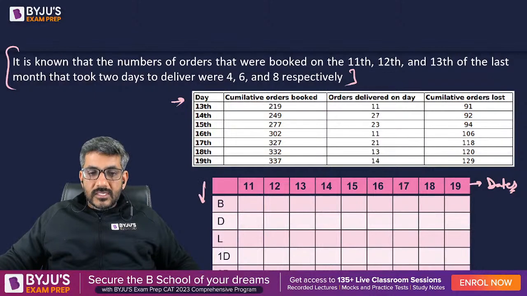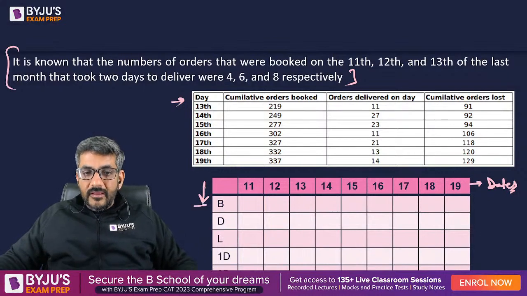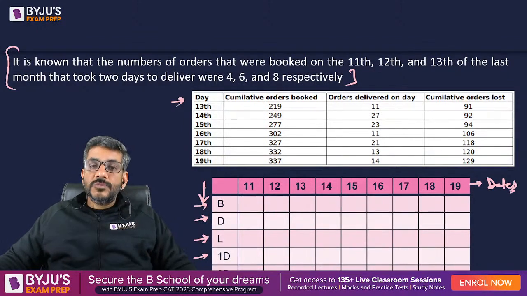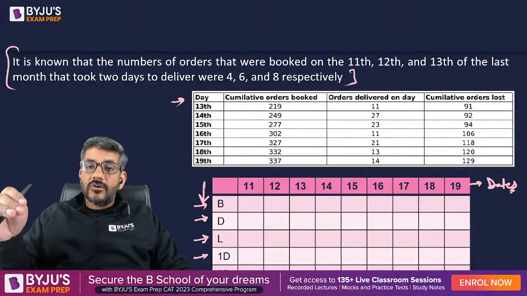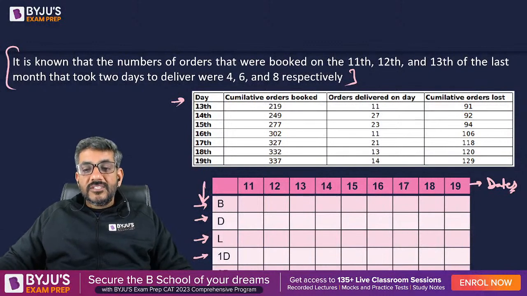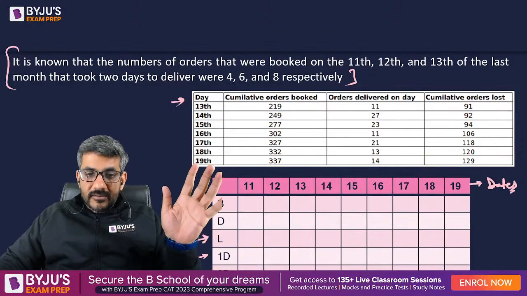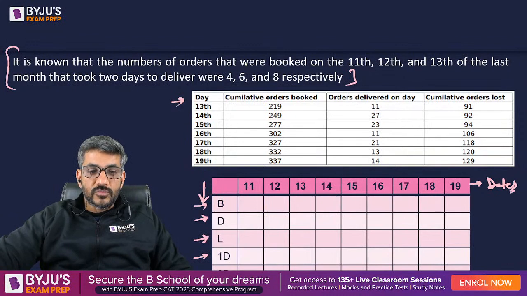What about the columns? What have I written in the columns? B stands for booked, orders booked, right? D stands for delivered. L stands for lost. 1D stands for the orders which were delivered after one day. And 2D stands for the orders which were delivered after 2 days, right? B is booked, D is delivered, L is lost. 1D is the orders delivered after one day, and 2D is the orders delivered after 2 days.